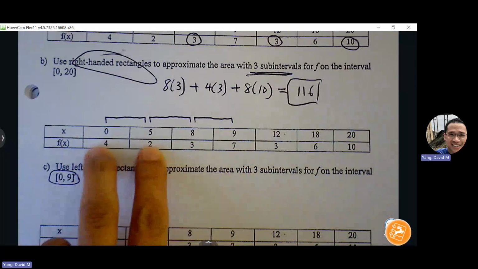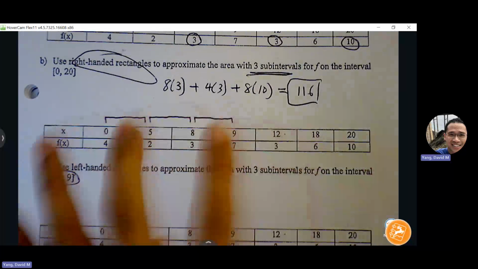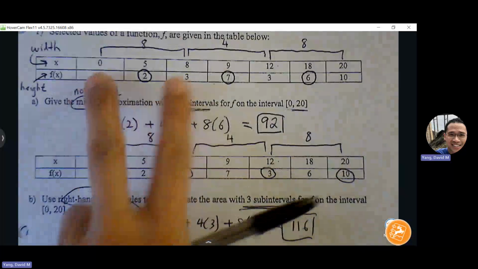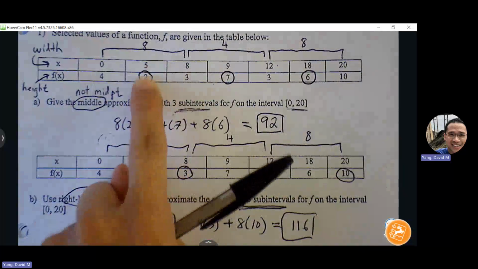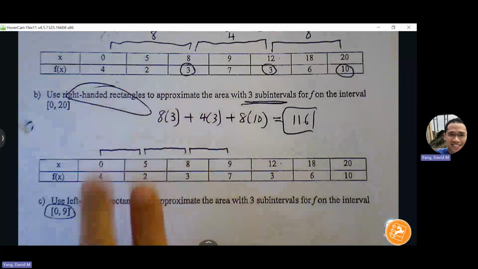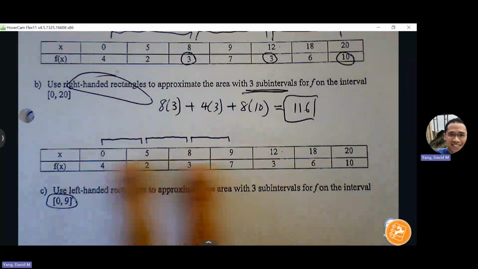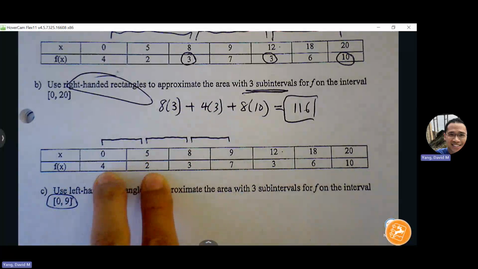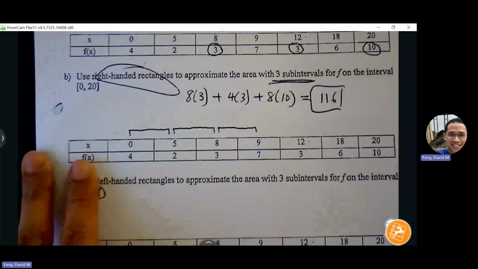Because I'm never going to ask you to find the average between two numbers. If I ask you for middle rectangle, you're always going to have a physical middle ordered pair to pick from. So if you see a span like this, the problem will never ask you to do middle rectangle because there's only left and right available. So you don't have to create your own ordered pair. It'll always be there for you.